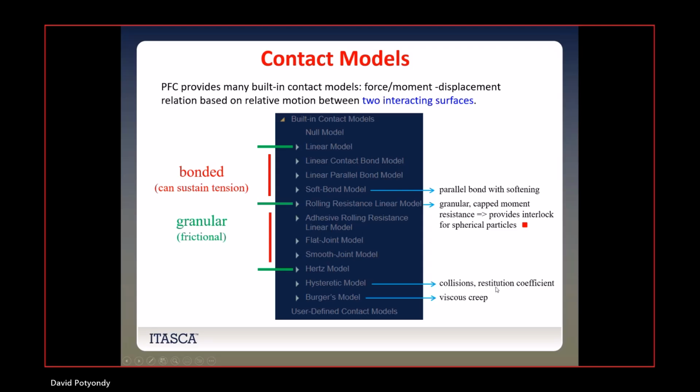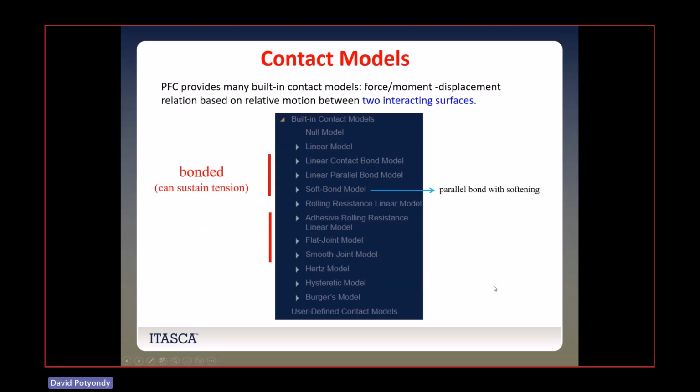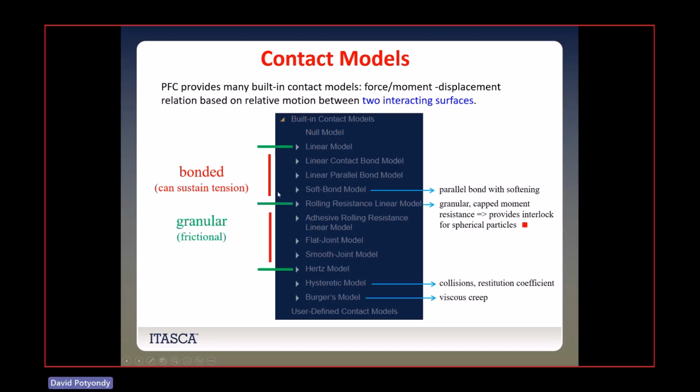Now, we add some more stuff to here. So look at the difference. Look at this side. There's the bonded ones. There's the granular ones, if you're just doing a granular model, right? Linear, we talked about that. Kn, Ks, friction. Hertz, we talked a little bit about that as well for doing granular systems. There's also this thing called a rolling resistance linear model for granular systems. We're going to talk about that in the next lecture, so we'll put that aside.